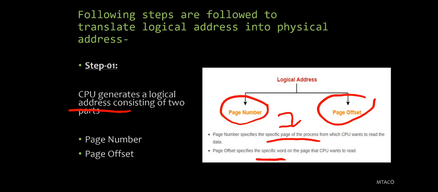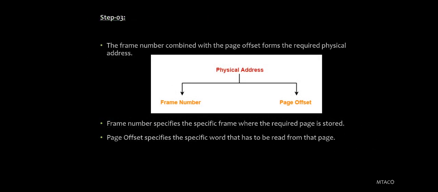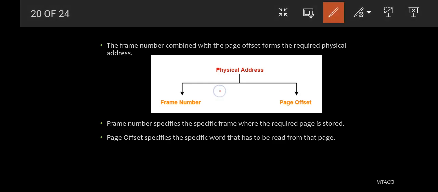Page number for logical. Since we want to convert your logical to physical address, your physical address is composed of frame number and your page offset. The page offset is the same, but the only difference is your page number is converted into your frame number.